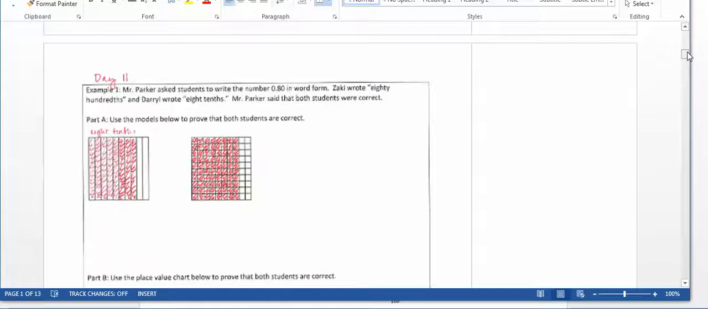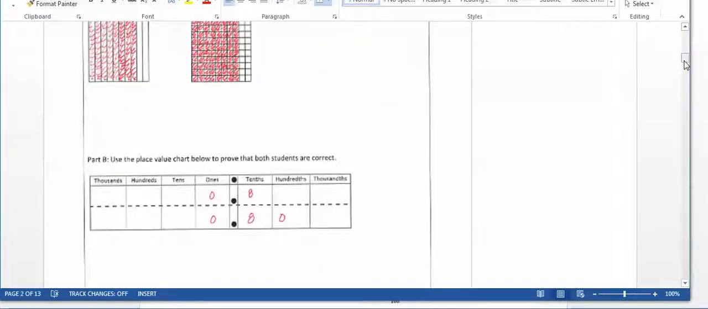And so we're going to start by showing 80 hundredths and 8 tenths. So Zachy wrote 80 hundredths, Zero wrote 8 tenths. Both students were correct. In your packet, I've actually switched these two so that the hundredths grid comes first. We'll have students shade in all 80 hundredths, shade in all 8 tenths, and you can see that they're the exact same size. So they're the exact same value. And then we'll talk about how that's not an efficient strategy.